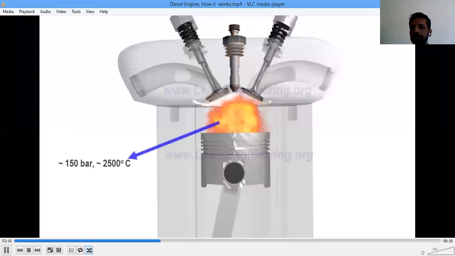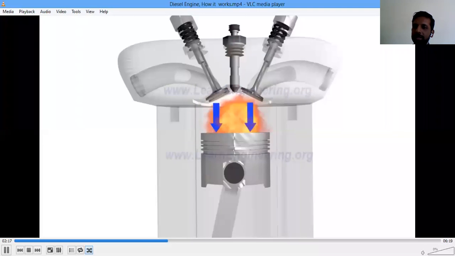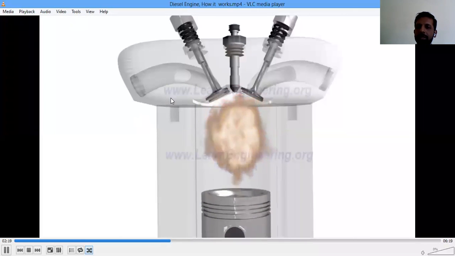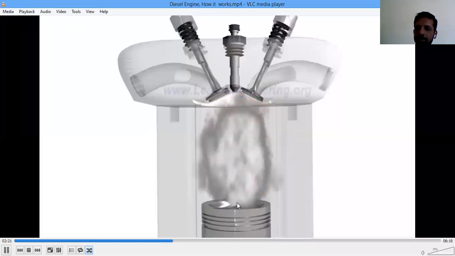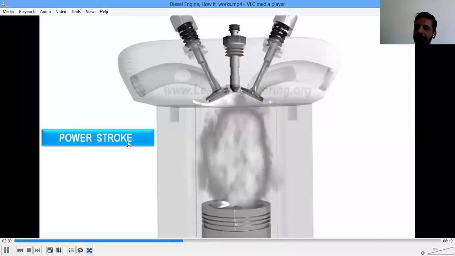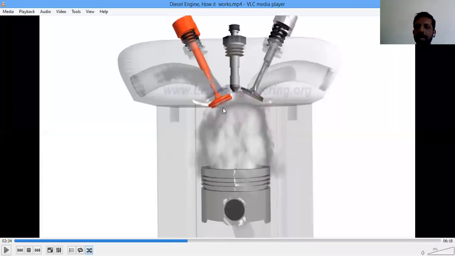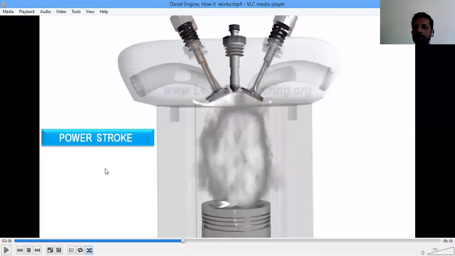Because of this combustion, the pressure will go up to about 150 bar and the temperature will rise up to 2500 degrees centigrade. Because of the force exerted onto the piston, the piston now moves from TDC to BDC after the combustion. That is nothing but the power stroke. During the power stroke also, both the inlet valve and outlet valve are closed, right? So the third stroke has finished.